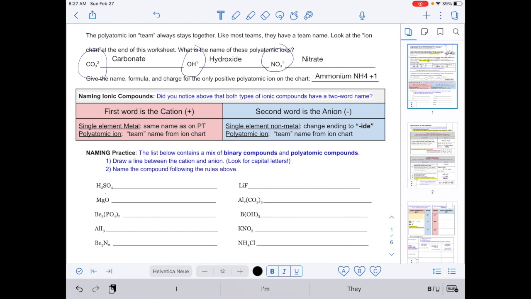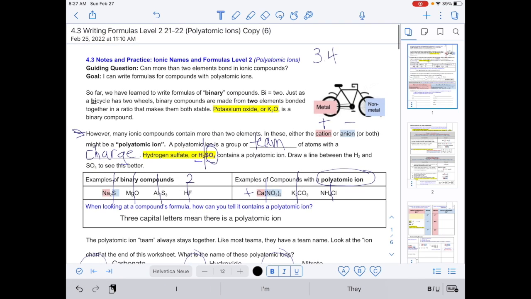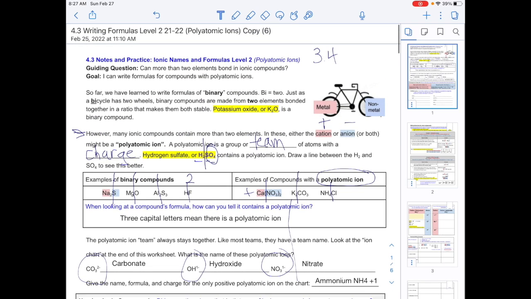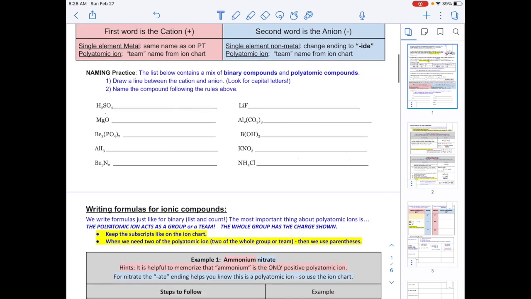So when we're naming ionic compounds, did you notice above that both types of ionic compounds have a two-word name? Whether it's a polyatomic ion or a single atom type ion, a binary, like up here we see potassium iodide, potassium oxide, two words. And then here in the yellow, hydrogen sulfate. They both have two words, whether they have a team or not.